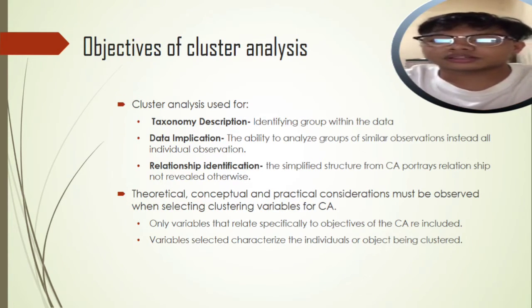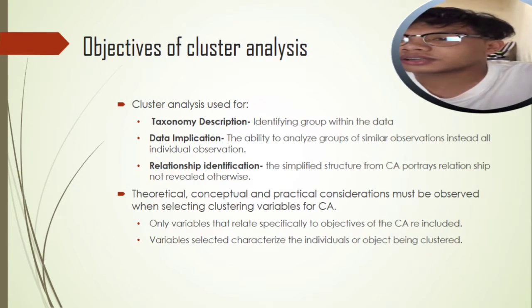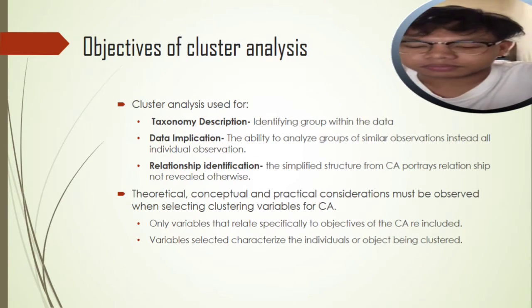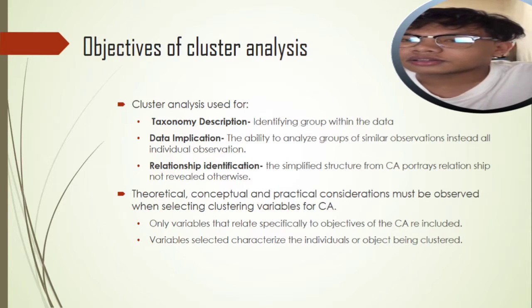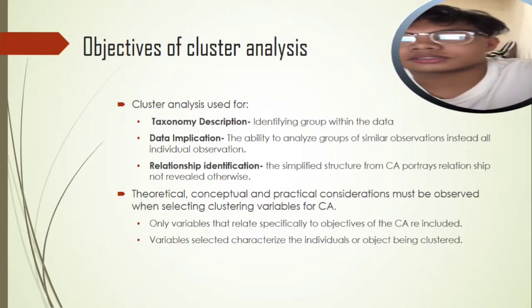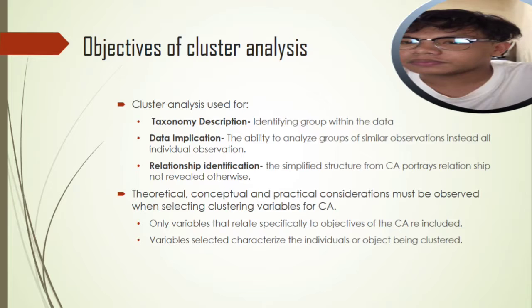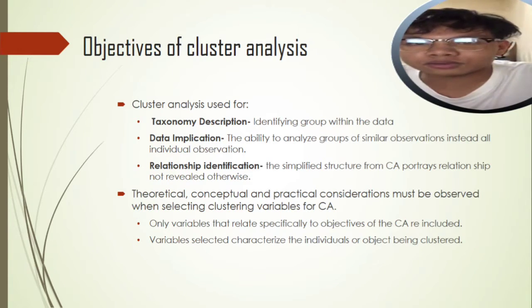Ayan. So, the third one is the relationship identification. So, what is this? The simplified structure from CA portrays relationships not revealed otherwise. So, ayun. So, next proceed tayo. Theoretical, conceptual, and practical considerations must be observed when selecting clustering variables for CA. The first one: only variables that relate specifically to objectives of the CA are included.